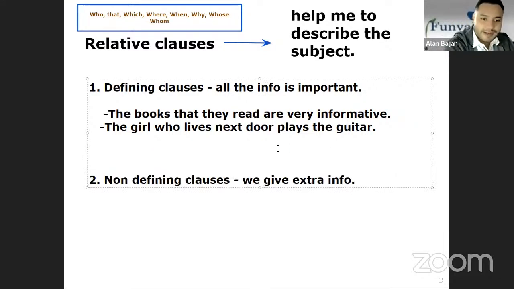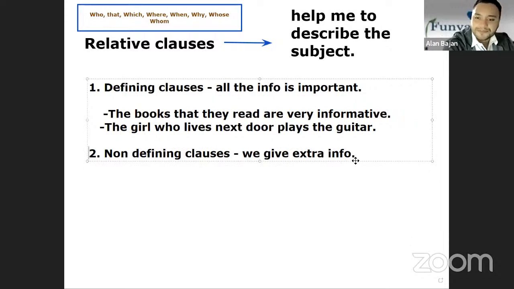Defining clauses are shorter, okay, and directly to the point, describing the subject. But we have our friends here, non-defining clauses. Now here you can do the longest version.